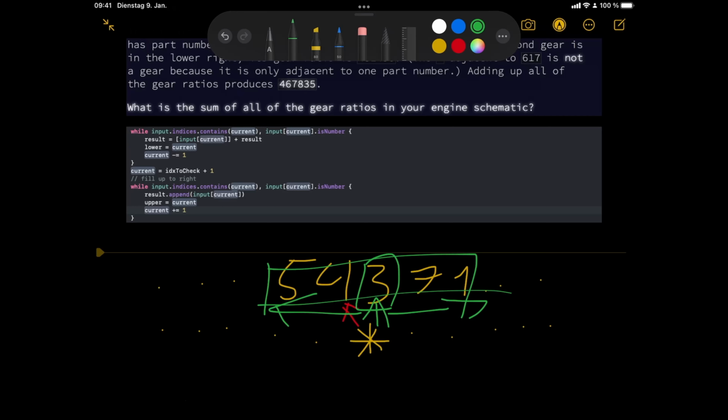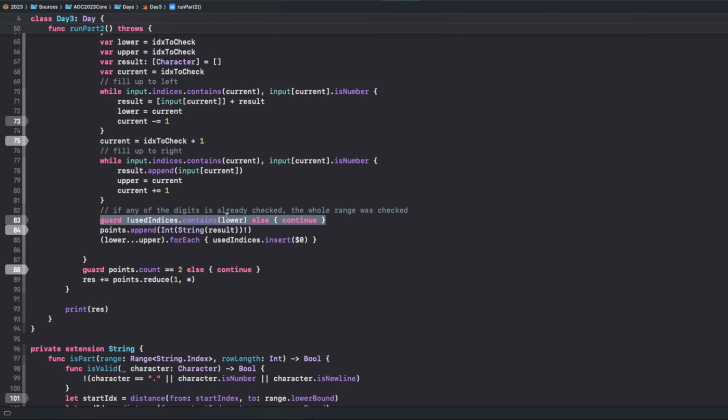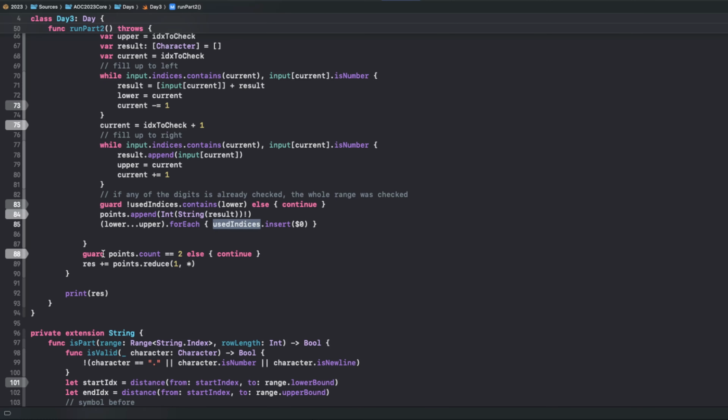And it's also important to note the whole grid can have the same number twice. So it's not enough to just use a set or dictionary to make sure that we have only unique values in there, because that way we could also lose some numbers. So that's what I check here. Have I already looked at the number starting at the index? Loop through each asterisk. Once I've seen every adjacent of an asterisk, I check whether the asterisk has 2 adjacent numbers. If so, we will add them to our result.